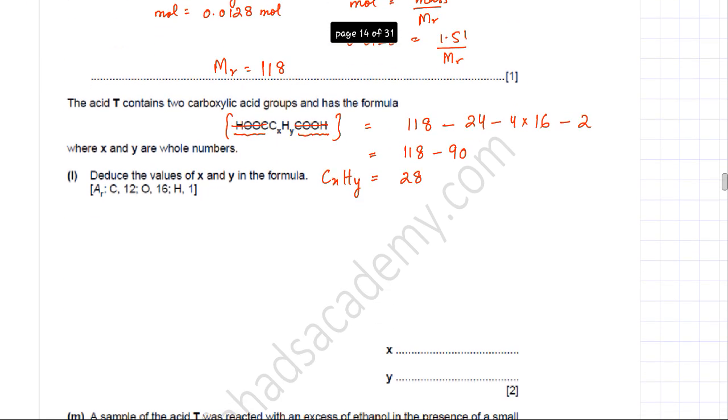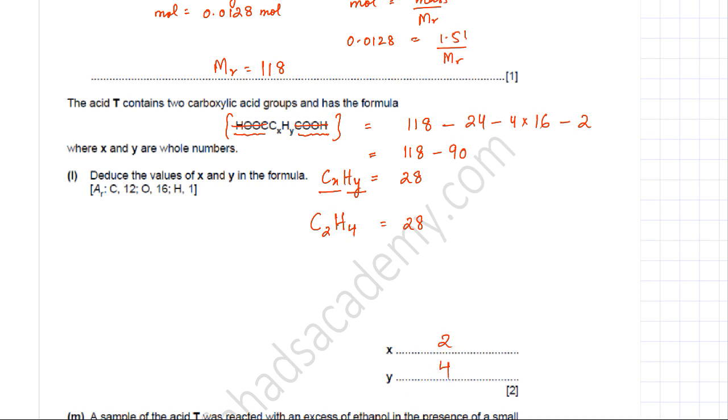Now the only way it would be equal to 28 is if I have 2 carbons, that would be 24, and I have 4 hydrogens, then that would be equal to 28. If I have 2 carbons, that's 12 times 2, that's 24. 4 hydrogens is 4, so that would be equal to 28, which means that X and Y over here have values X equal to 2 and Y equal to 4. So X is 2 and Y is 4.